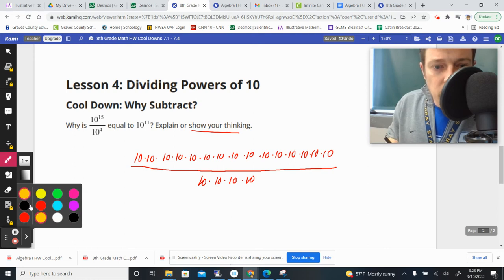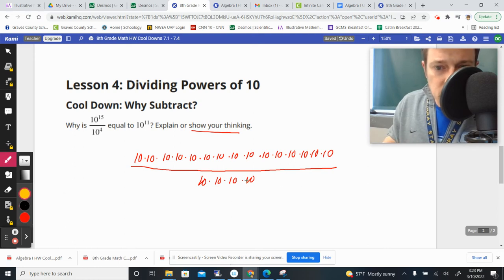Now, whenever we have this setup, a 10 divided by a 10 is going to cancel and equal 1. This 10 and this 10 are going to cancel and equal 1, as are these and as are these. So these 4 factors of 10 that were in the denominator are going to essentially eliminate 4 of the 10 factors that are in the numerator, leaving behind only 1, 2, 3, 4, 5, 6, 7, 8, 9, 10, 11 tens in our answer, right? And so that's one way that we can think about it.